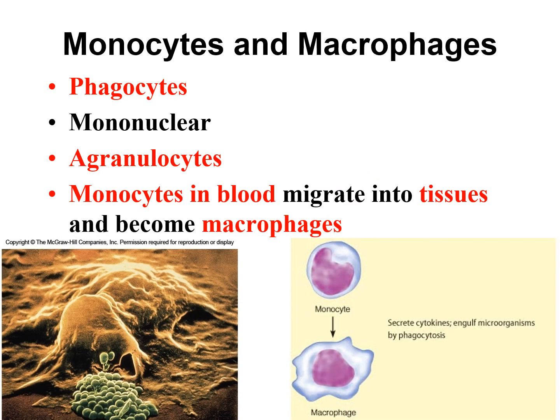Monocytes and macrophages, these are both phagocytes, and they're agranulocytes, so they do not have any granules in their cytoplasm. The monocytes are found in the blood, but then they migrate into the tissues and turn into macrophages. And macrophages, that word macro meaning big, and phage means to eat, so it means they're big eaters. And again, they're non-specific. They will eat anything that doesn't belong there. They're not very picky, so they're part of the non-specific defenses.